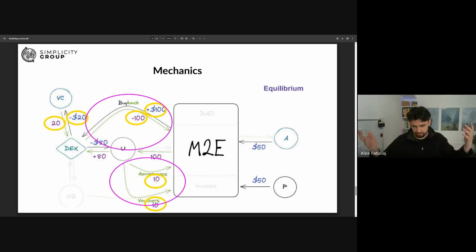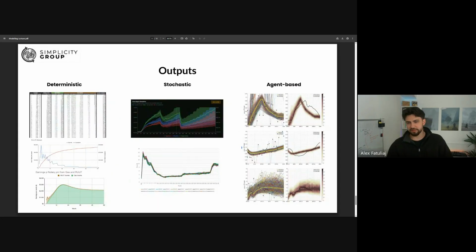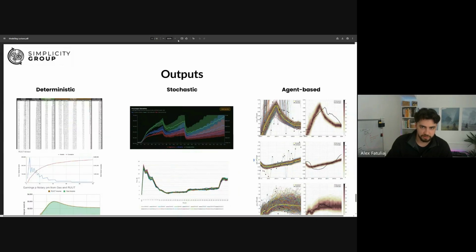Again, I'm explaining something that's pretty obvious, but that's the way to think about it. And finally, we have the outputs. This is what the outputs look like, and I'm going to change the screen share in a second. But for deterministic models, if I can zoom in, okay, I can't zoom in anymore, you have a nice Excel table. You have some months, and you have some formulas over here.